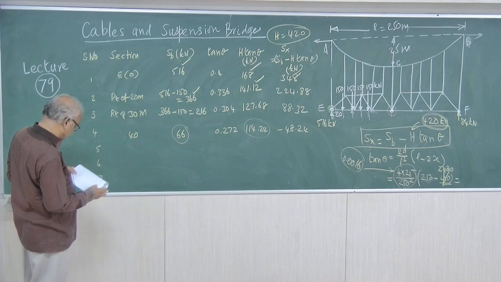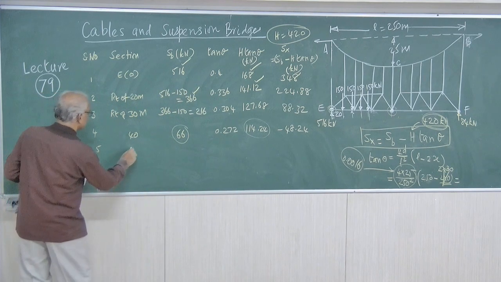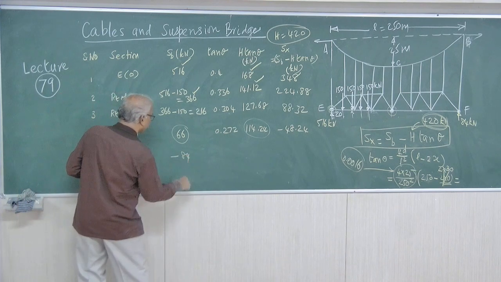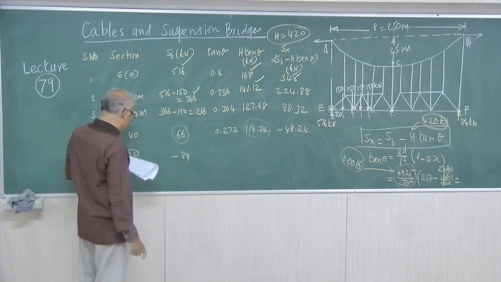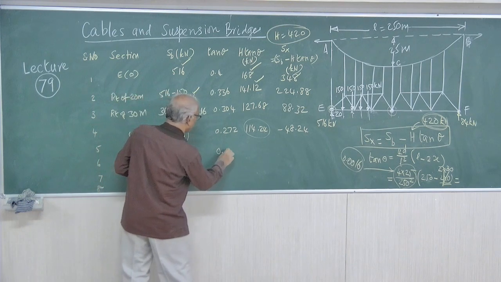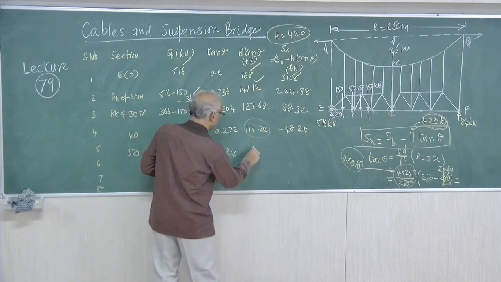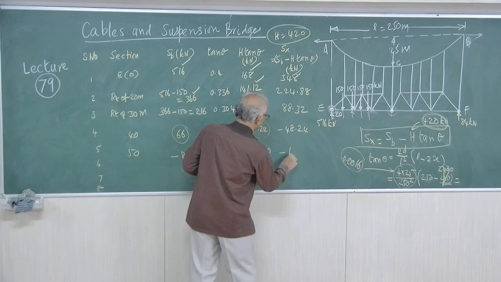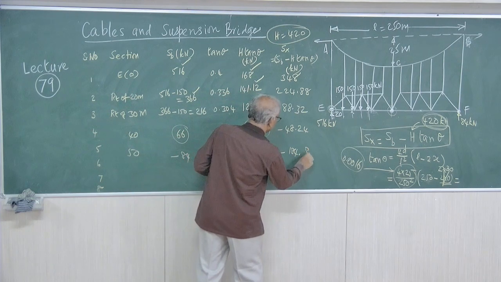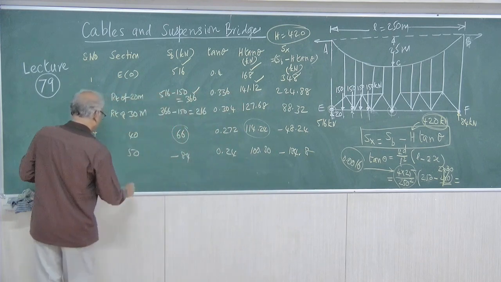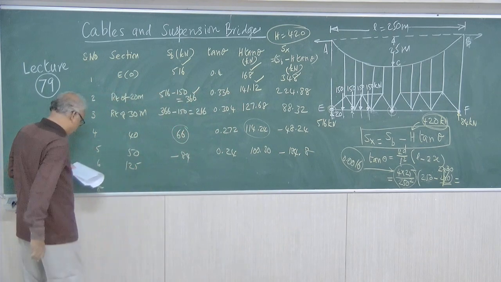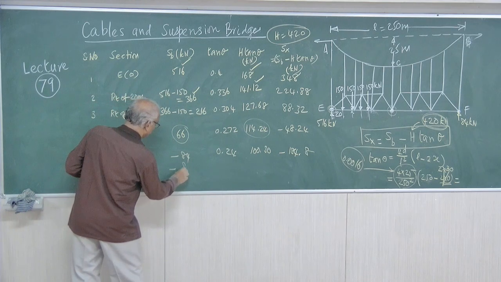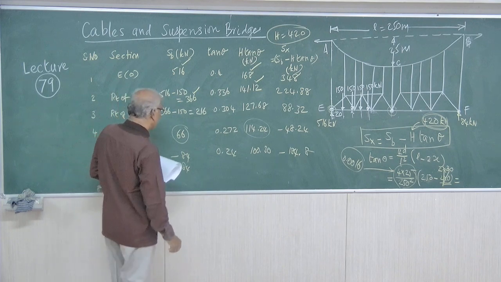Fifth point is right of 50 meters. The value is minus 84, because 66 minus 150 is minus 84. This is 0.24, and H tan theta is 100.80, so minus 184.8. And 125 meters. There is no load beyond 50 meters. Therefore, minus 84 only.